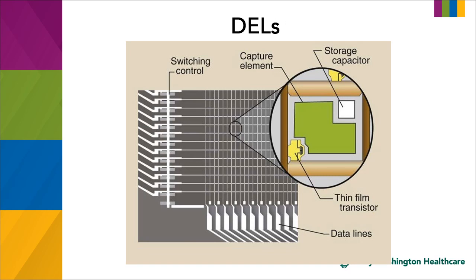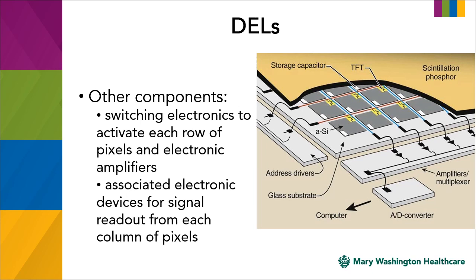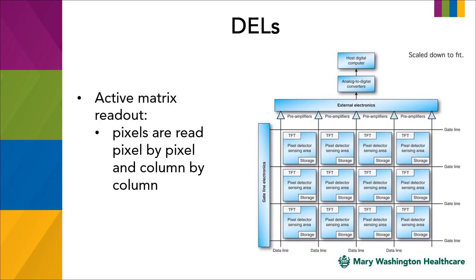So this is just a pixel, looking at an array of pixels in a flat panel detector, and we're looking at each individual DEL. They're just showing you what it looks like. So you've got the storage capacitor, the TFT, and then the capture element, which is in green here. Other components are switching electronics to activate each row of pixels, and electronic amplifiers. They're going to have associated electronic devices for signal readout from each column of pixels. So here are the amplifiers and the multiplexer and that kind of thing. So there's going to be a matrix readout. The pixels are read pixel by pixel and column by column. Eventually that goes to the ADC and then off to the computer for processing.